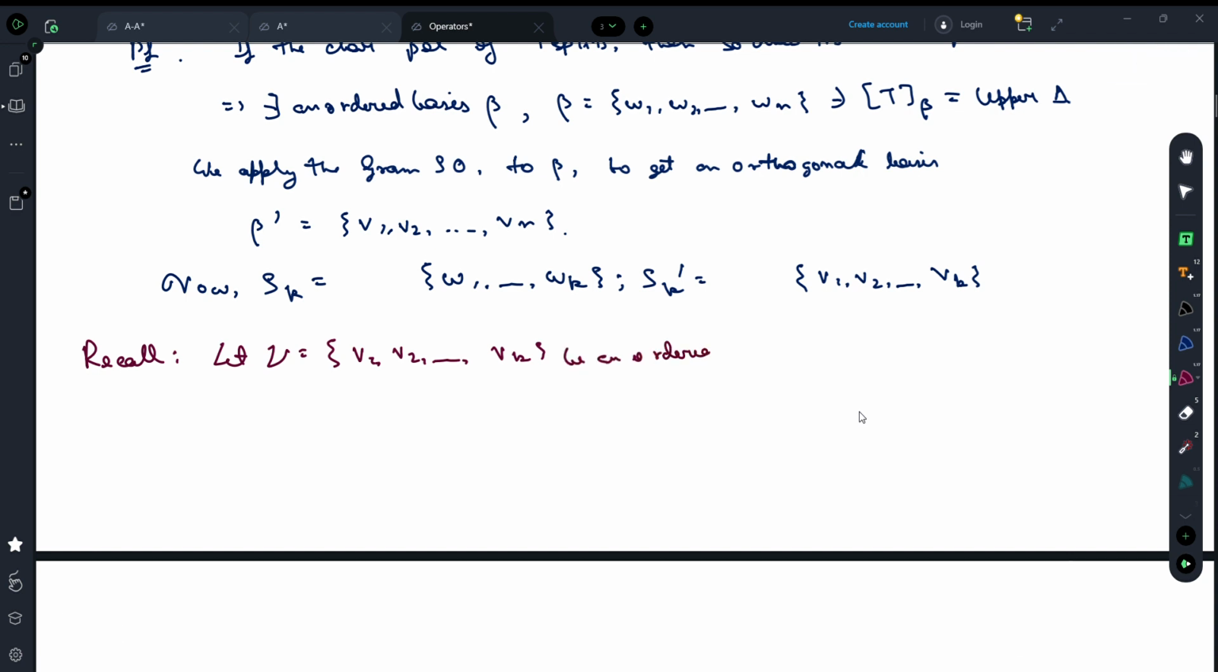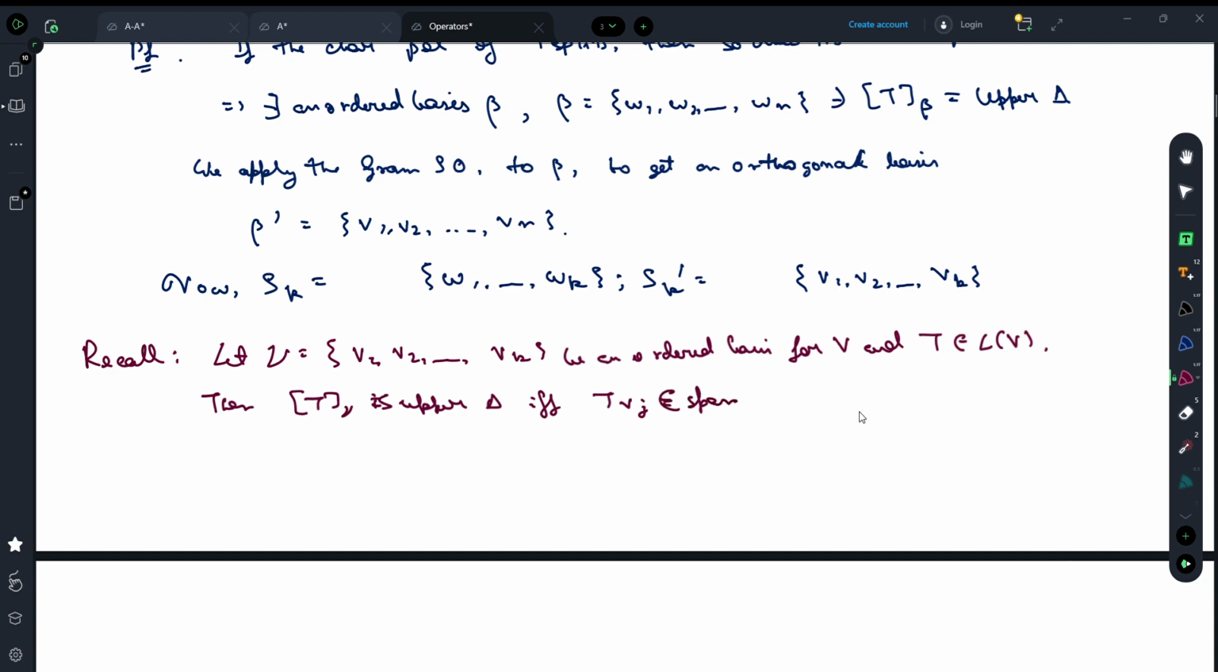Let gamma be an ordered basis for V, and let T be a linear operator on V. Then the matrix of T with respect to gamma is upper triangular if and only if T of Vj is in the span of the vectors v1 till vj. And this happens for all j equals 1, 2 till n.